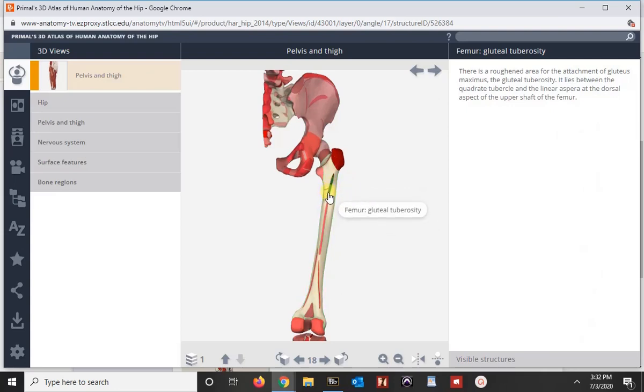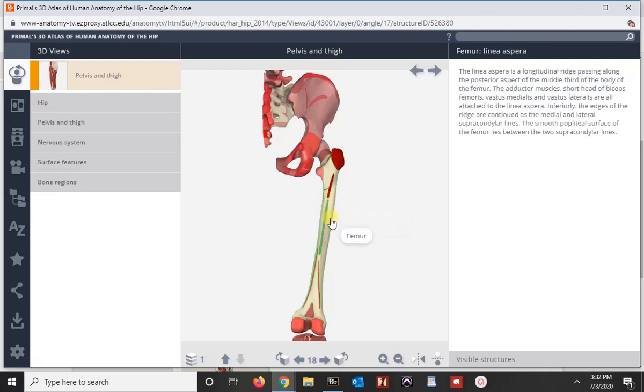And then below the gluteal tuberosity, the line keeps going, and that line is the linea aspera. And I always think asparagus for some reason. That just reminds me of aspera, so that's how I remember it.